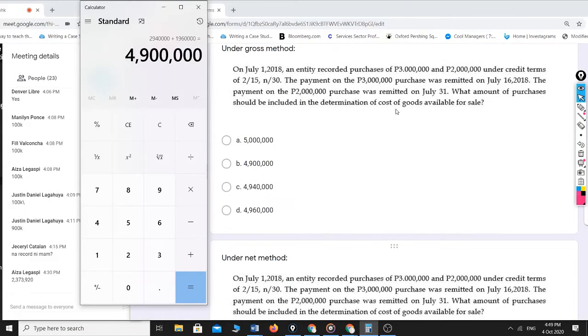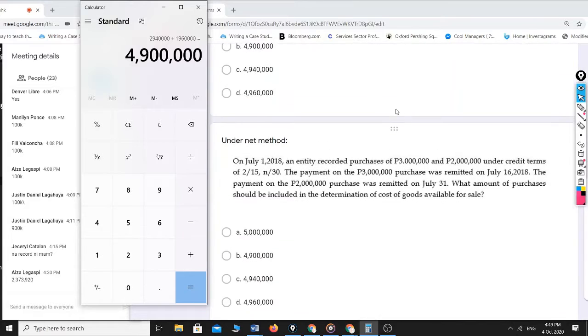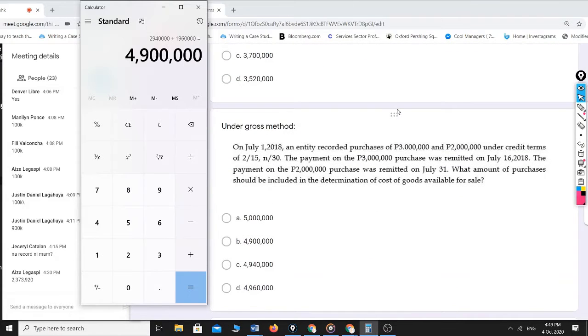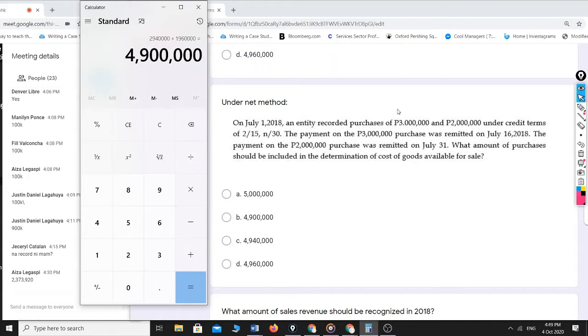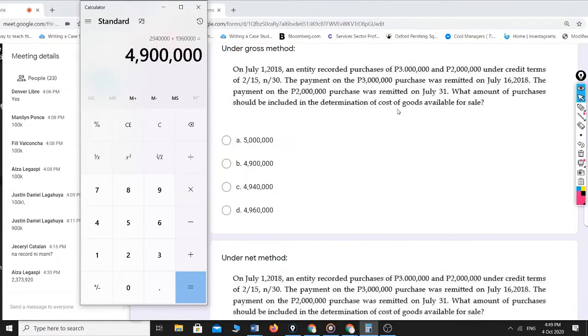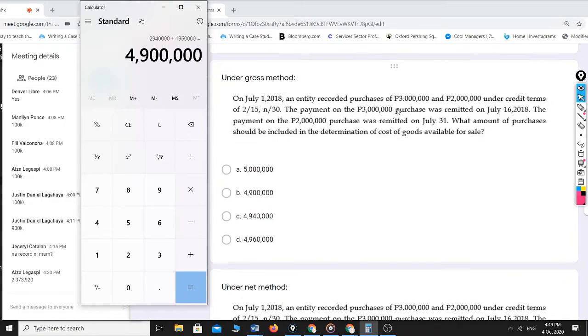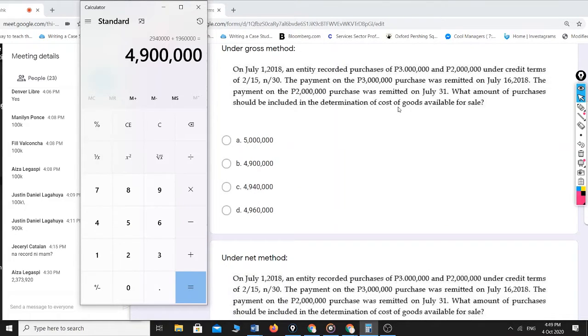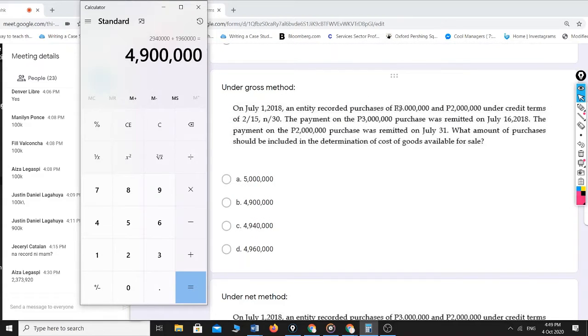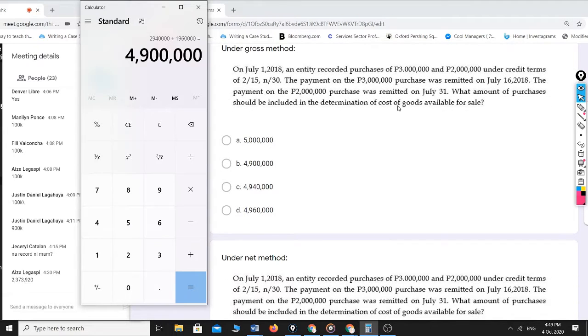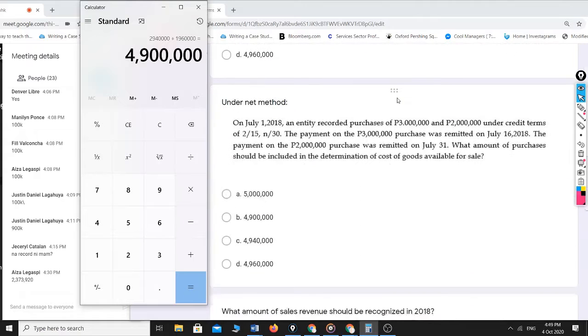So, I think dali ra si gross method, no? According to standard, mas appropriate gamiton si net method since it is following the matching principle. But as to practicability, gross method is much easier. Okay? Since di na kinahanglan mag-adjust if dili day ka-avail og discount. Okay? So, that's why it is very common on the practice na gross method ang ginagamit sa company. Okay? Next.